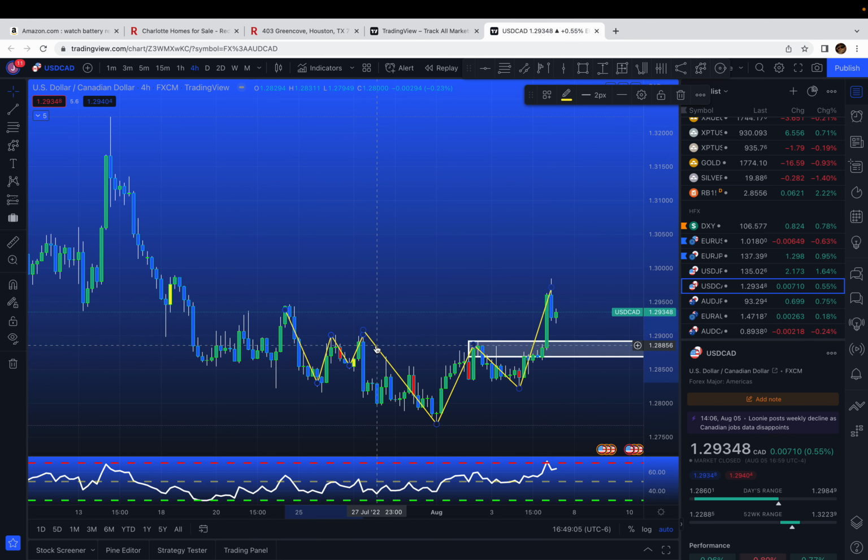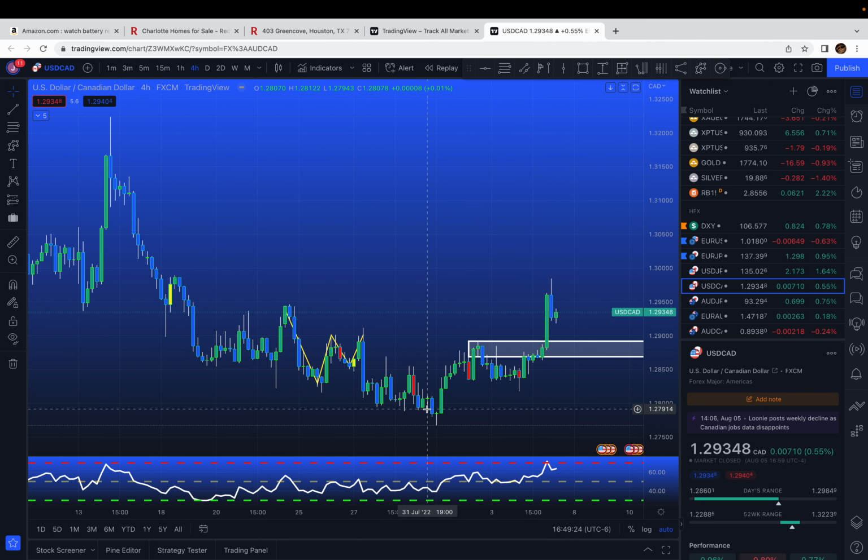And if you look at that W right there, did it break the neckline? No. What I mean by break is that the candle has to close above the neckline. So this could have been a fake out if you weren't a seasoned, savvy trader. The market continued right on down. It wasn't until over here that it actually broke that neckline.